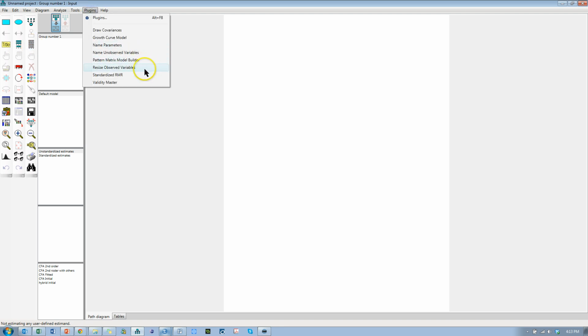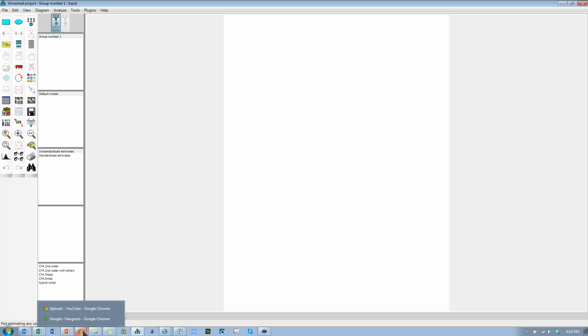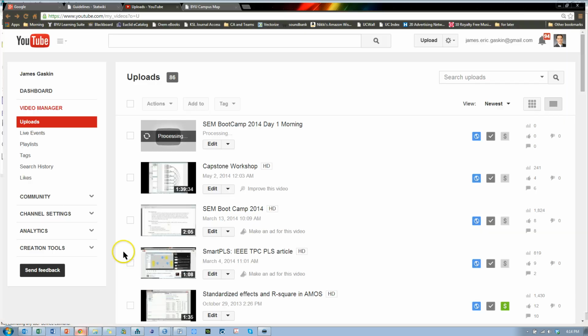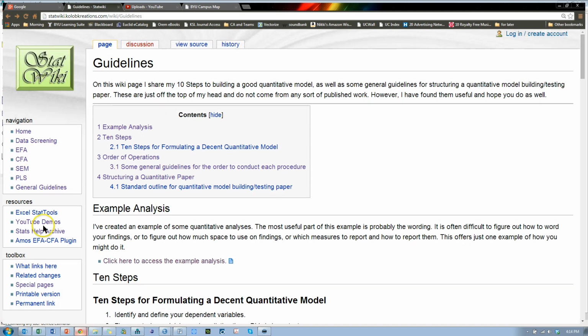How many of you need the pattern matrix model builder in the plugins menu? A few of you? Yeah, none of you should have it unless you've put it in there yourself. Okay. This will be immensely helpful if it works. This is a plugin one of my research assistants built. Let's do this. How do we do it? It's on StatWiki somewhere. I have a YouTube video. Is there a link on the wiki? Yeah. Oh, okay, let's go there. Okay. Here we go. StatWiki. It's probably at the bottom.